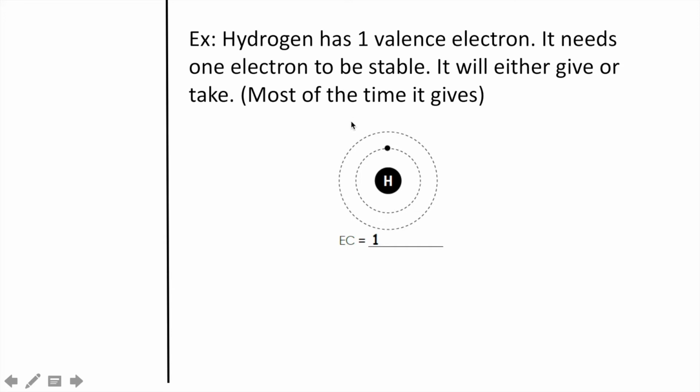When you're looking at hydrogen, we know that hydrogen has only 1 electron, and it's in its valence shell. So we have 1 electron in its valence shell. In order to be stable, this atom will actually want to have 1 more electron, therefore having 2. If it has 2 in its valence shell, then it will be stable. In this case, because there is only 1, it can either give or take an electron in order to be stable. Most of the time, hydrogen is known to give its electron in order to be stable.